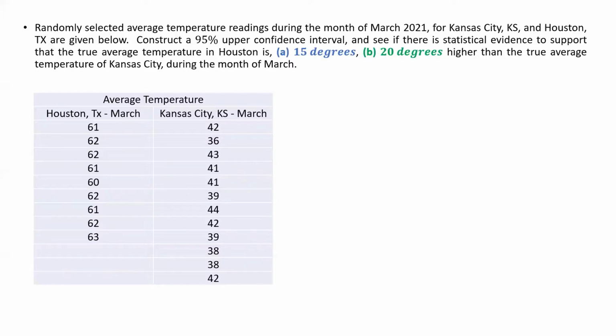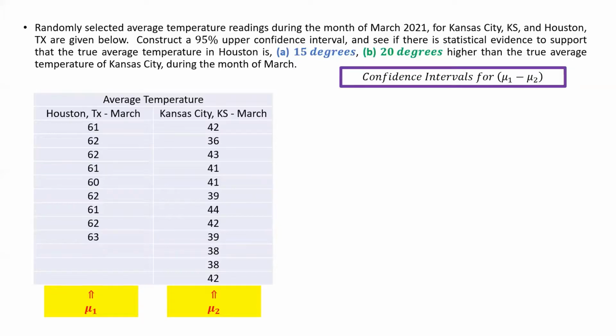All right, the dataset is given. Clearly, we have two independent datasets. We will let mu1 be the true mean of Houston temperature during March. We will let mu2 be the true mean of Kansas City temperature during March. We will do a confidence interval for the mean difference, mu1 minus mu2. For part A, we have to see if Houston temperature is 15 degrees higher. And for part B, we have to see if Houston temperature is 20 degrees higher. For both cases, we will need right-sided tests. So we will first construct a 90% two-sided t-confidence interval using the calculator.